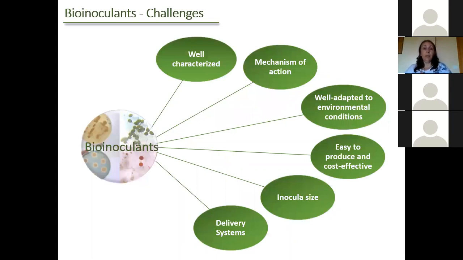However, when we think about the application of bioinoculants, we should have in mind some important issues. So the strains should be well characterized. We should know exactly which is the mechanism of action of each strain. They should be well adapted to the environmental conditions, otherwise they will die when we apply them in the soils. So they should be easy to produce and cost effective. We should know which is the best amount of cells to introduce into soils to have a good result. And also we should think about the delivery systems if we want to apply these bioinoculants on a large scale.